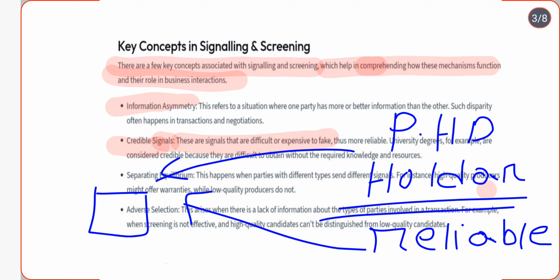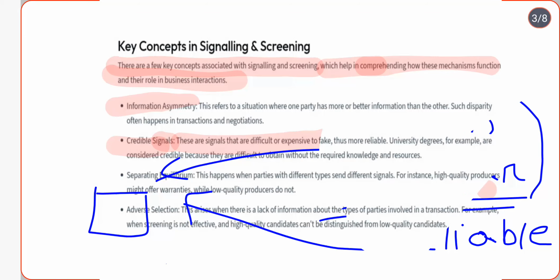So here, these are signals that are very difficult or expensive to fake. A PhD is very difficult to fake. You would have to spend almost 3 crores, I don't know, probably it is 3 crores.